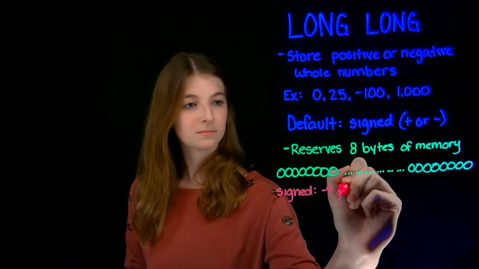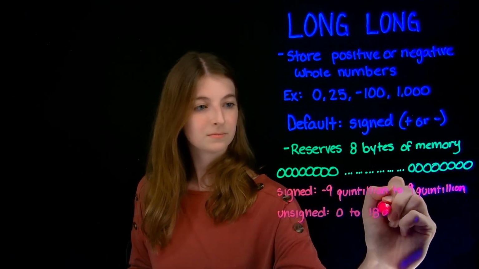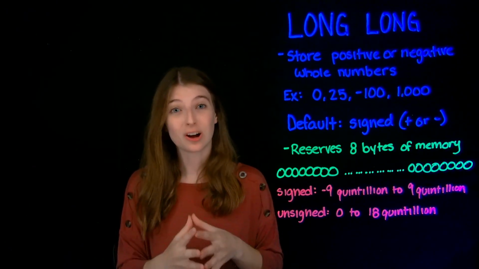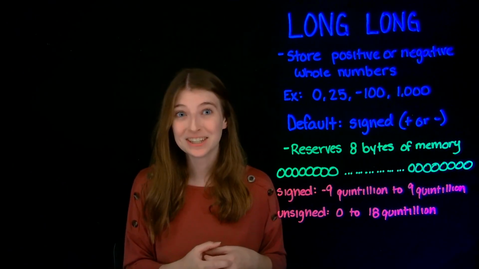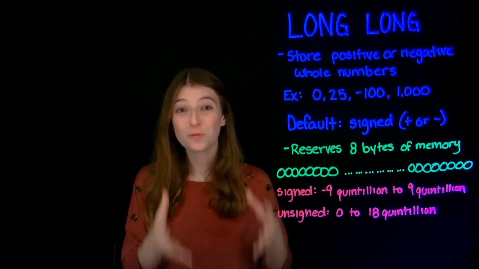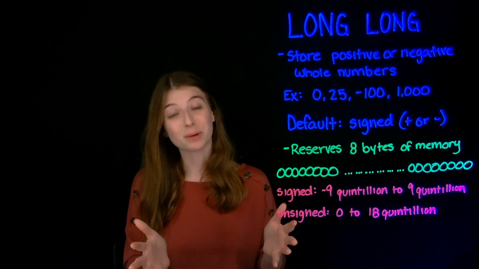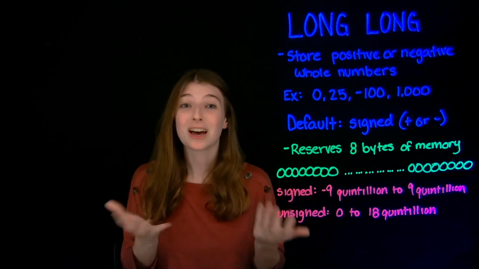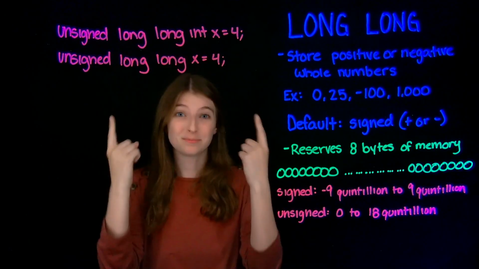The range of a signed long long is -9 quintillion to +9 quintillion. And if we were doing an unsigned long long, it would be from 0 to 18 quintillion. So this data type stores very large numbers. So if you know that you do not need a number that big to store, just stick with the smaller data types, because otherwise you're just wasting memory. And again, a variable for this data type looks like this.